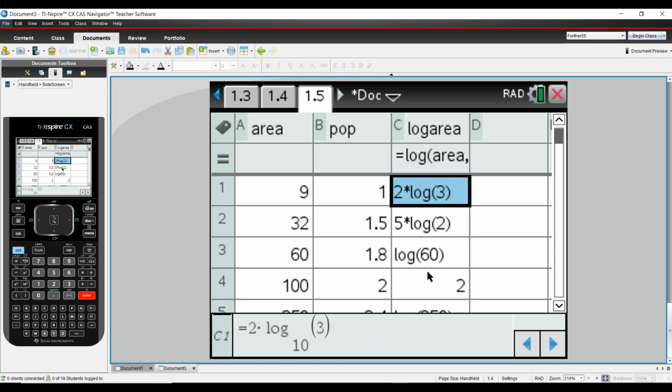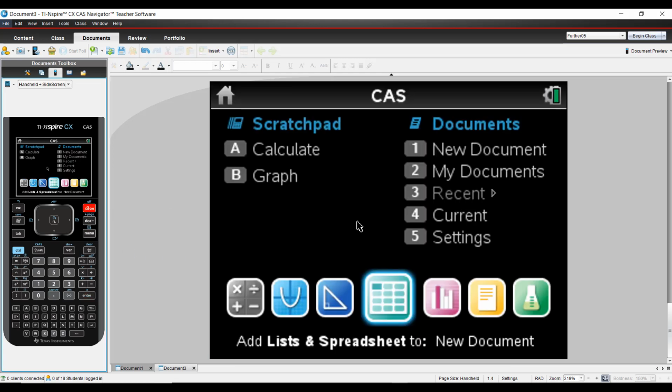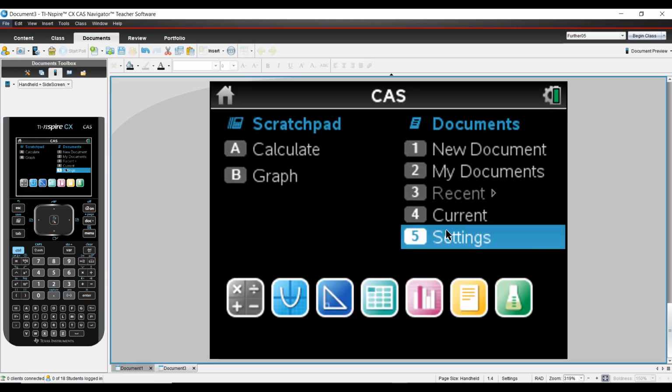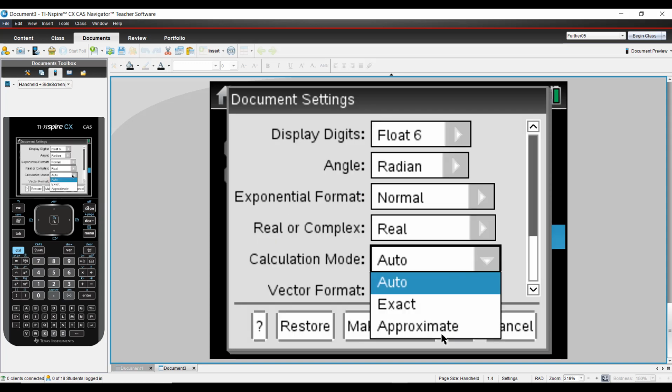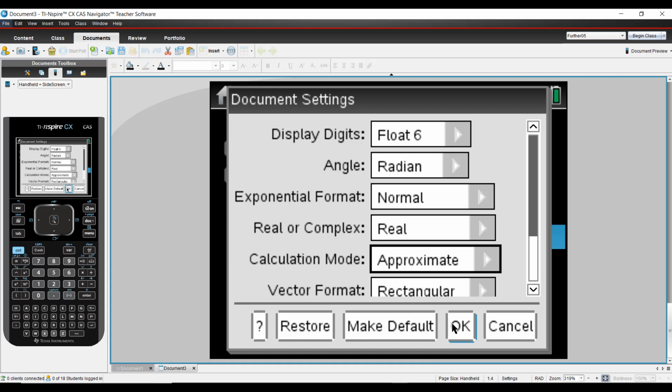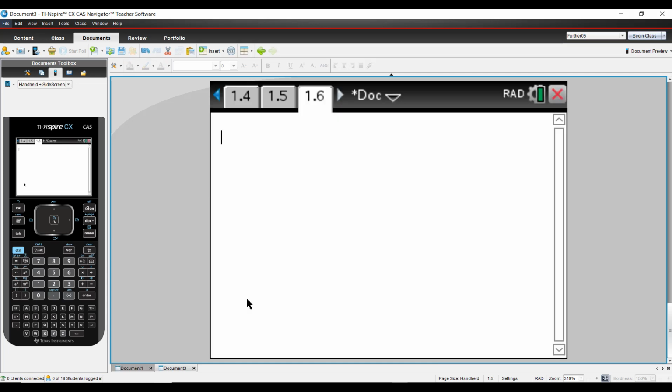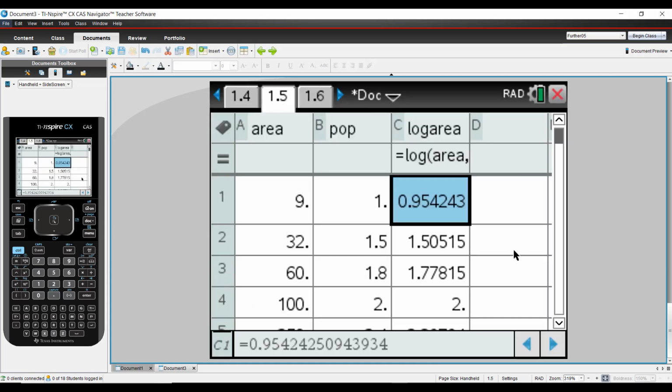Okay, now that's not in decimal mode, so let's see if we can fix that up. Let's go back to our menu, our home, and settings, document settings, calculation mode. Instead of auto, let's go approximate. Press OK. We're going to open up some page to get back in. There we go. All our logs are now in decimals.